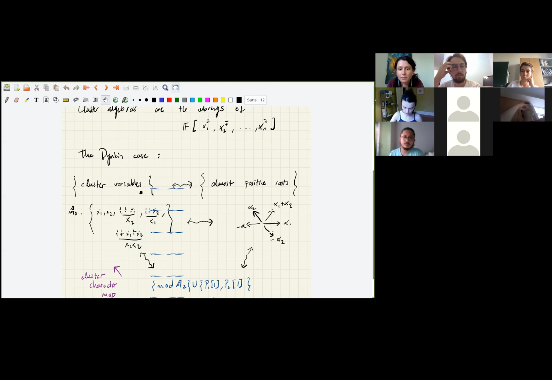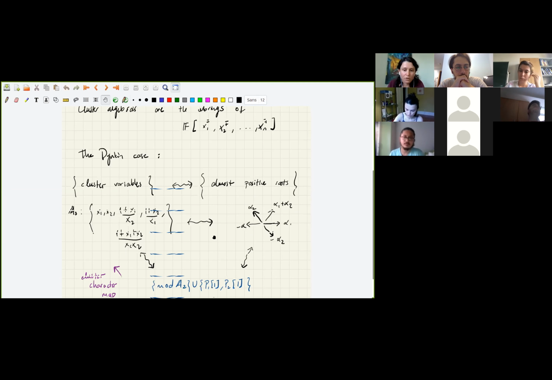So the cluster variables are in one-to-one correspondence with almost positive roots in the finite case. For instance, this example we did with the pentagon is actually an A2 example. We have 5 cluster variables, which in the A2 root system correspond to 3 positive roots and the 2 negative simple roots. This collection is called almost positive roots, and they are in one-to-one correspondence with cluster variables in finite type cluster algebras.